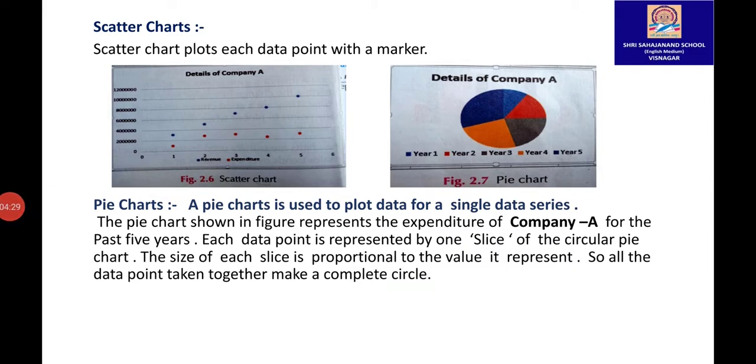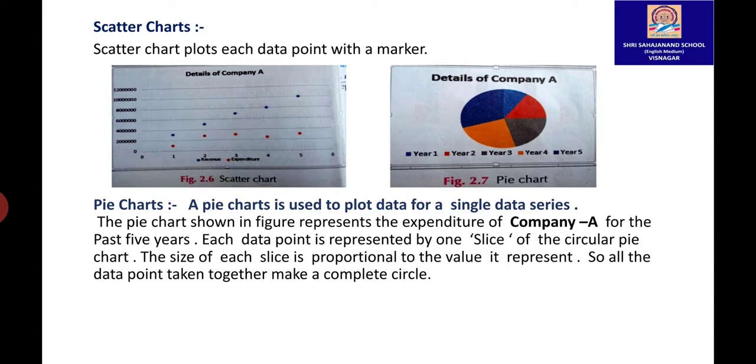Now scatter chart. Scatter charts are useful to plot a relationship between linked sets of numbers, for example height and weight, and price and sales. A scatter chart plots each data point with a marker. Here is the scatter chart figure.